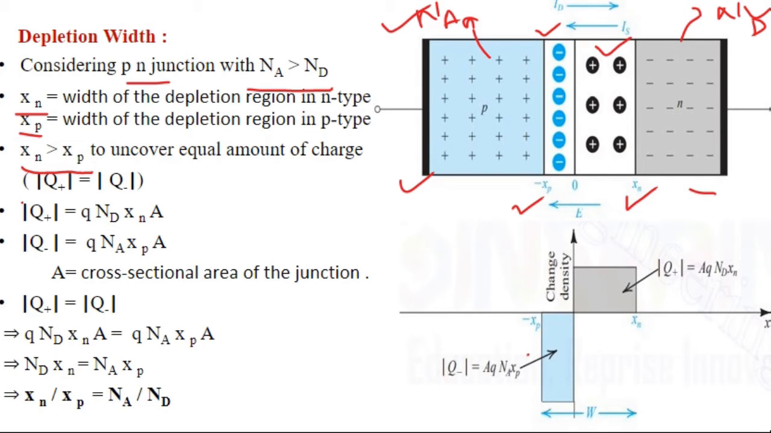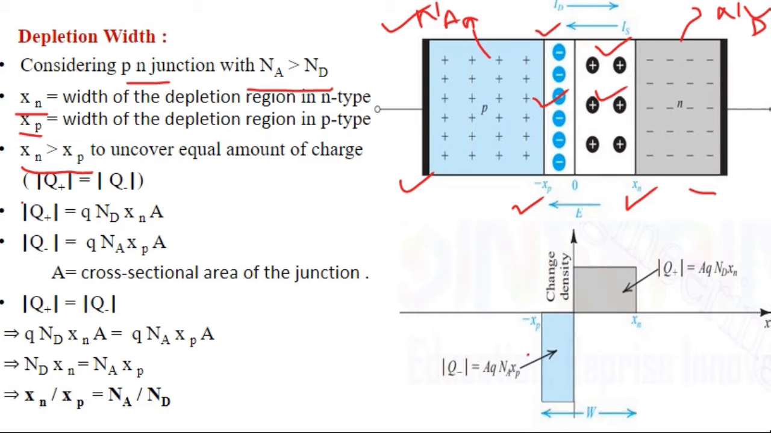So the depletion width under the n-type will be greater than the depletion width of the p-type, because the number of negative ions is more than the positive ions across the p-type. So in order to cover equal negative and positive ions, the length of the depletion region should be unequal, that is Xn should be greater than Xp.